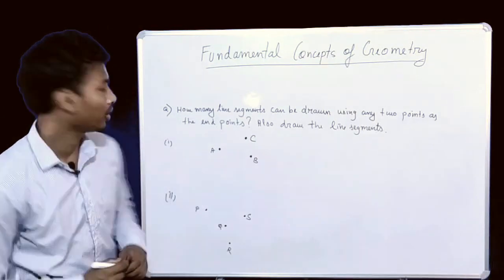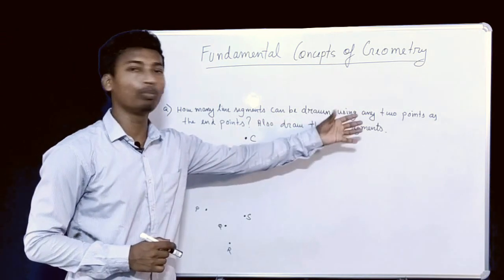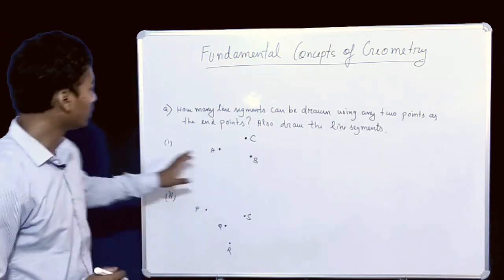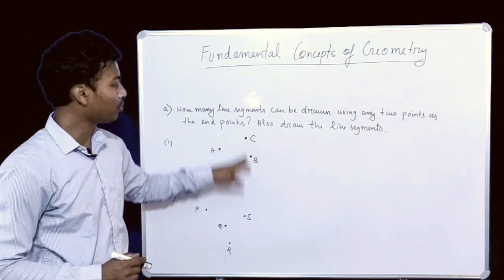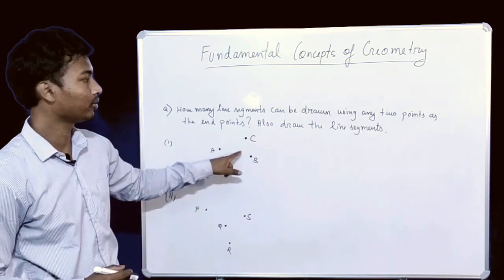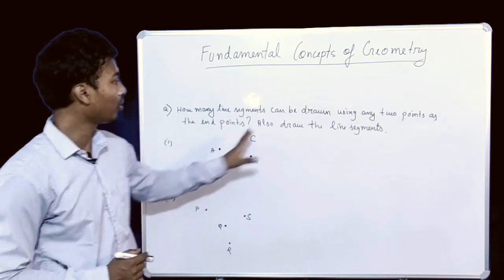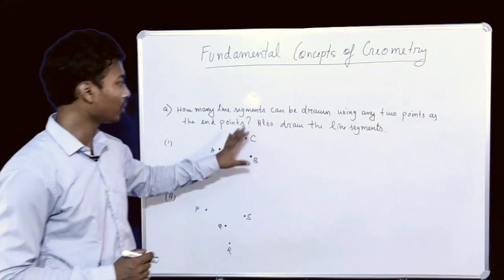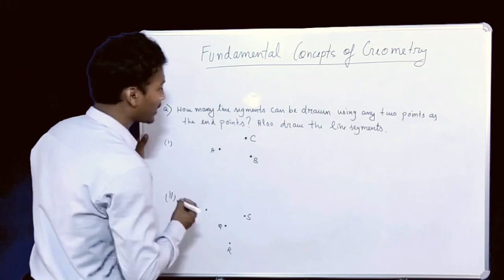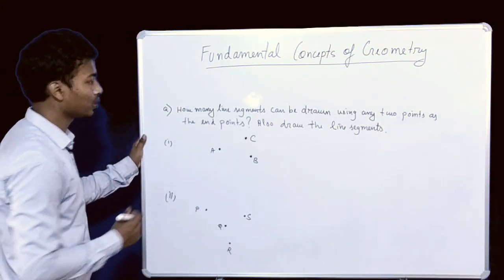Let's take another question related to line segments. How many line segments can be drawn using any 2 points as the end points? Also draw the line segments. So here in the first question you have 3 points. Now they are asking how many line segments can be drawn using these points. You have to write the number of line segments that can be drawn and also draw the line segments. So what we can do first, we can draw the line segments to find out how many line segments can be drawn using 2 endpoints.